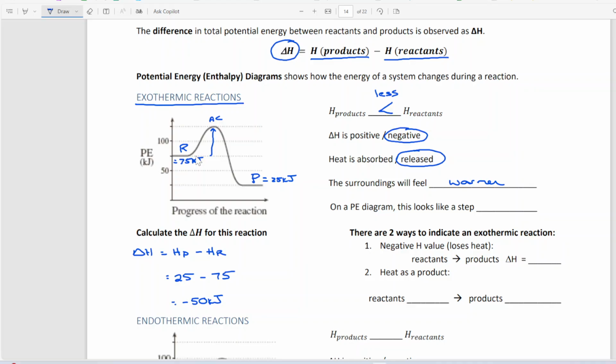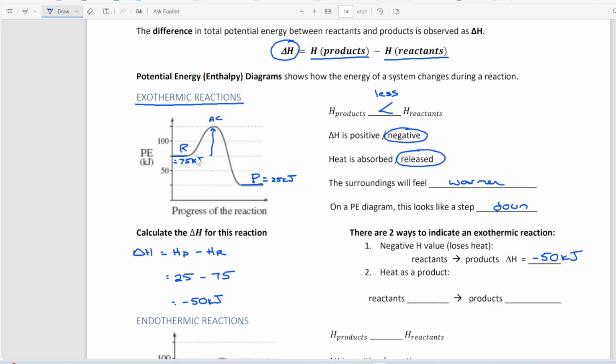So when you have an exothermic reaction, the heat content of your products is less than your reactants, meaning that heat left your system. On a potential energy diagram, this looks like a step down because the reactants are higher than the products. Now, if you're showing an exothermic reaction in an equation, there's two ways of doing it. One is you'd simply have reactants go to products, and then outside of the equation, you'd have a delta H, and your delta H you would write as negative 50 kilojoules. And it is known that if a delta H is negative, this was an exothermic reaction.